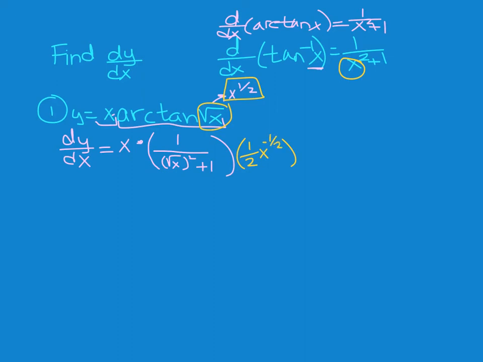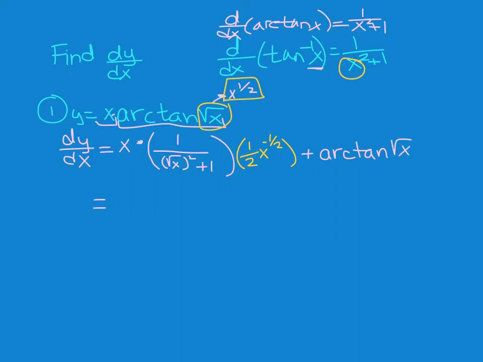Once you get all of this done, don't forget that you're still in the middle of the product rule. Don't forget to do the second half of it. The second half, luckily, is much easier. So I do the derivative of the first thing times the second. The derivative of x is 1. So then I get plus arctan of radical x.